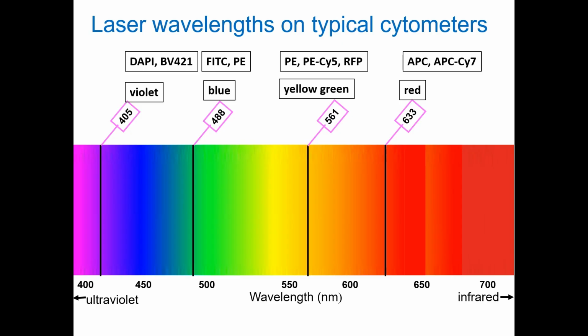Yellow-green lasers at 561 are optimal for PE and its tandems, cherry and red fluorescent proteins. And finally, the UV and near-UV lasers are good for the Brilliant Ultraviolet dyes and other UV-excited dyes such as Hoechst or Indo for calcium flux. And these are only a few of the fluorochromes available that are excited by these lasers.